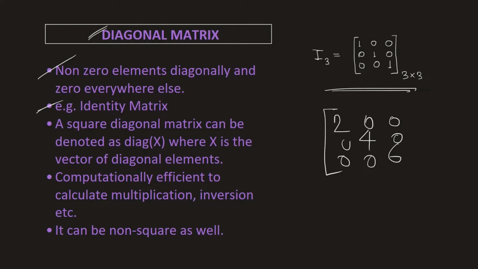And this also can be considered as a diagonal matrix. So although identity matrix is a type of diagonal matrix, it is not the only type of diagonal matrix, because the idea is to have non-zero elements diagonally.